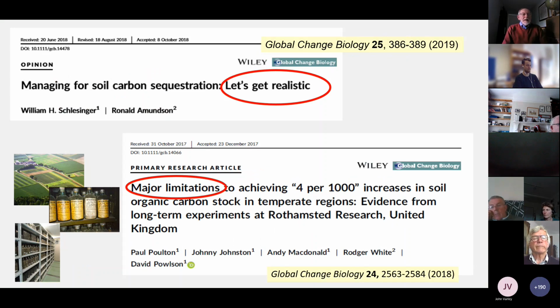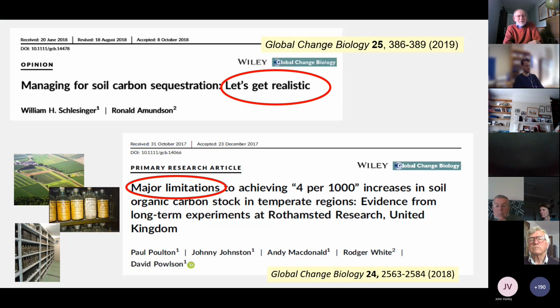Now, again, there's been many, many big claims for the quantities of carbon that can be locked up in soils. And in the scientific literature, there's huge debates going on. I've given you the title of one paper at the top there, Managing Soil for Carbon Sequestration, Let's Get Realistic. I like that one. That's written by 2 very distinguished American soil scientists. And at the bottom, there's a paper which colleagues and I did based on our long-term experiments at Rothamsted. We said there were major limitations to achieving this 4 per thousand goal, if you like, for soil carbon.